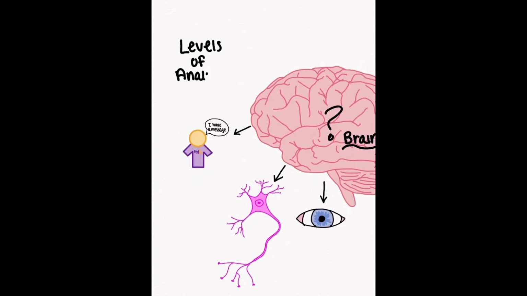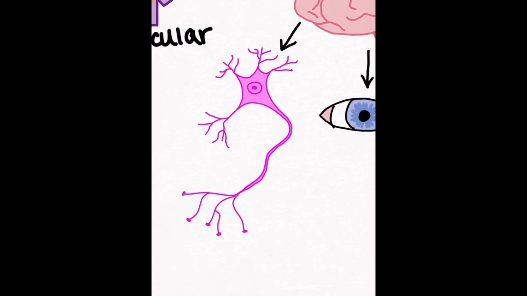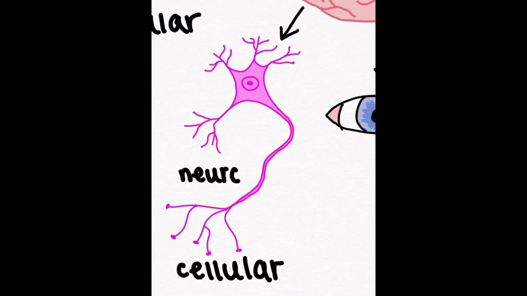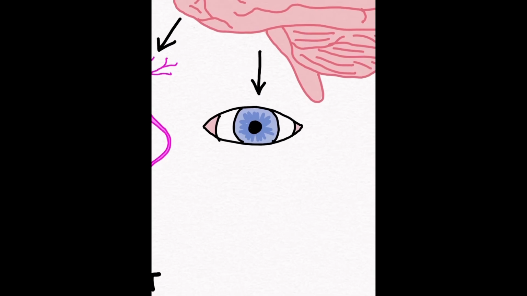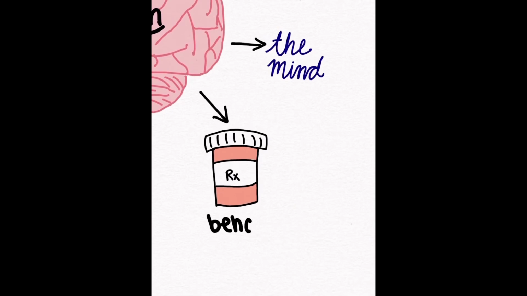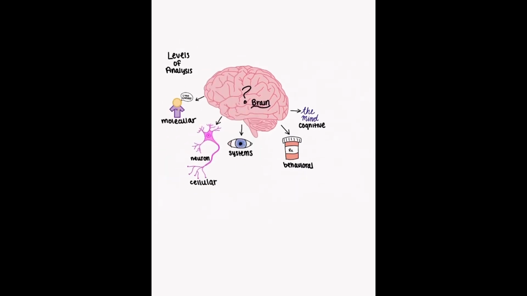You have molecular neuroscience, so this branch might look at molecules in the nervous system that carry messages. You have cellular neuroscience. We can see this odd-looking spiderweb-like cell called the neuron. You have systems neuroscience, which might look at how we look at something and are able to see it. You have behavioral neuroscience. With pharmaceuticals, scientists are able to target pathways that might make you sad or distracted or anxious. And lastly, you have cognitive neuroscience, where you look at how the mind is formed.